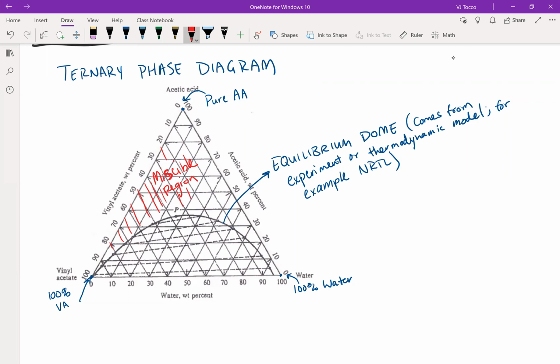Therefore, I never want to have a composition that is in the miscible region for a liquid-liquid extraction, because outside this point, nothing happens. Like I said, it doesn't phase separate. Inside, however, is called the immiscible region, and that's where we have phase equilibrium occurring. This is inside the phase diagram or phase envelope.